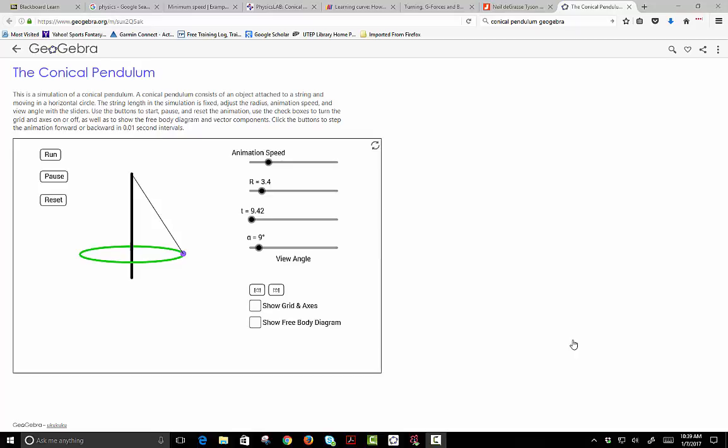Hey there, let's talk a little bit about conical pendulums. So you're probably familiar with pendulums, and those are just a bob hanging on a string that you swing back and forth. But a conical pendulum is going to be moving in a circular motion. So instead of moving linearly back and forth, the bob moves at a constant velocity in a circular motion, like so.